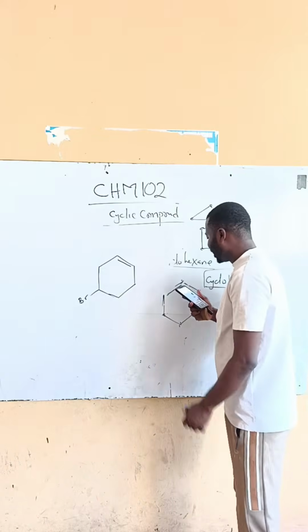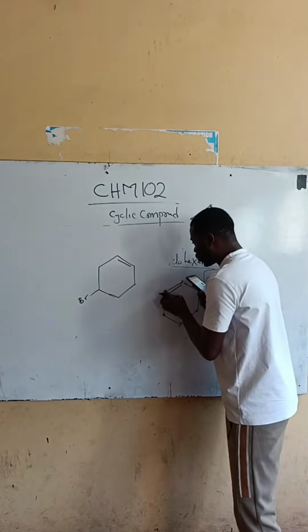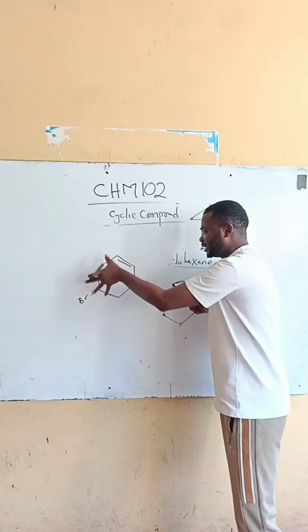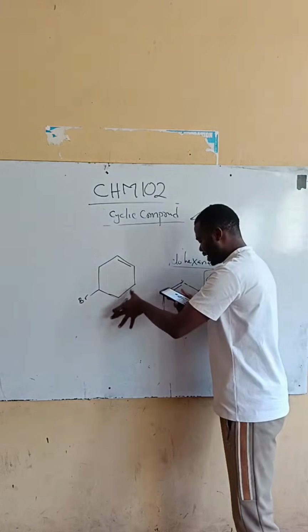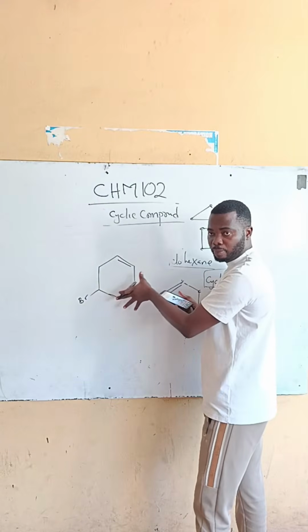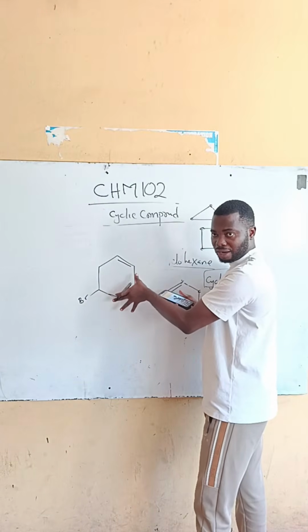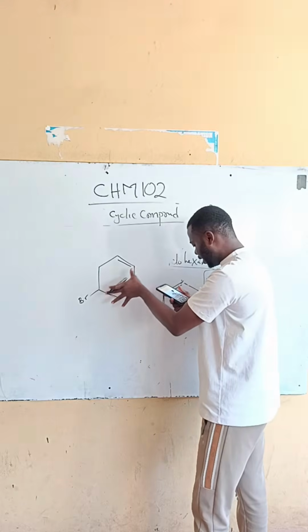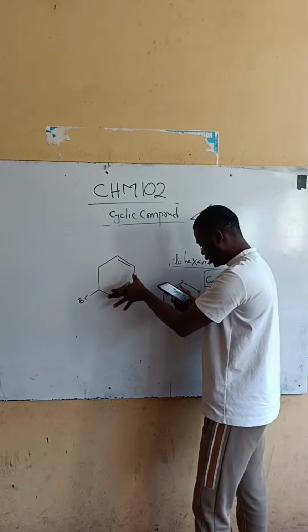Now somebody is asking, how do we count? Do we count anti-clockwise or clockwise? I told you that the first thing is to look at this compound. That guy that asked that question, look at this compound. Is there a functional group on this compound? Everybody? Where is the functional group on this compound?